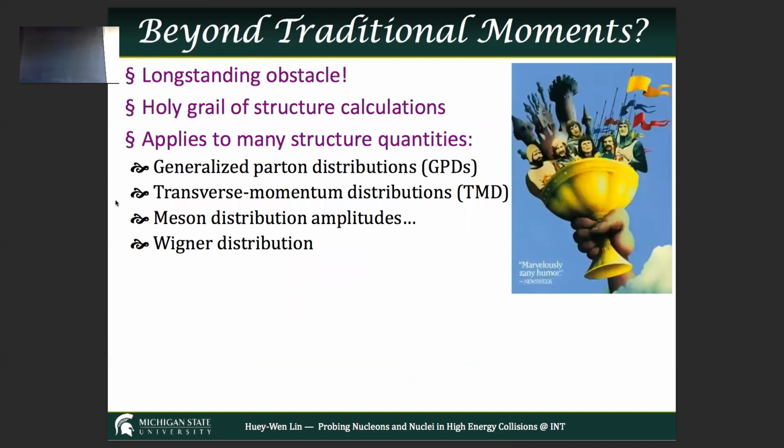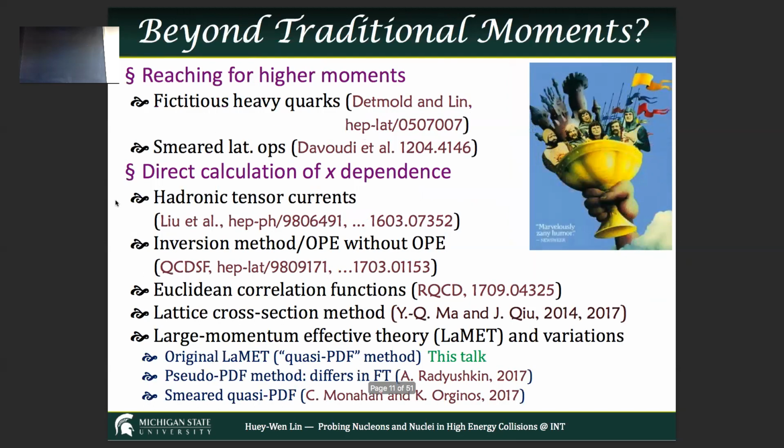So there are ideas trying to go beyond the moments, and this is some kind of holy grail for many people who do the structure calculations, because that is not just PDFs, but GPDs, TMDs, distribution functions, and maybe one day we can think about binary distributions. There have been a lot of ideas, so I don't want to go over all that. I just want to point out you should pay attention to a lot of exciting development that's going on. There are a few ideas trying to go beyond the higher moments, and they are actually making really good progress with this idea. So you might see a few more papers coming out there.